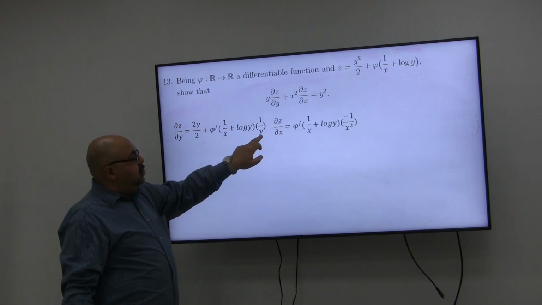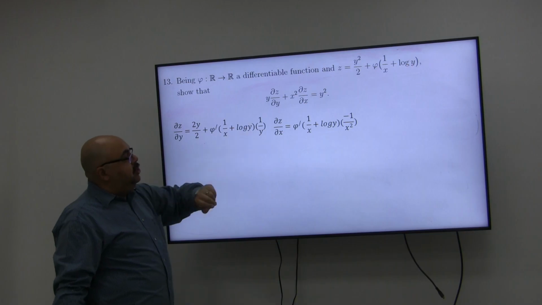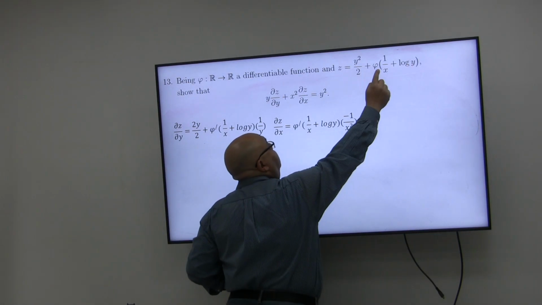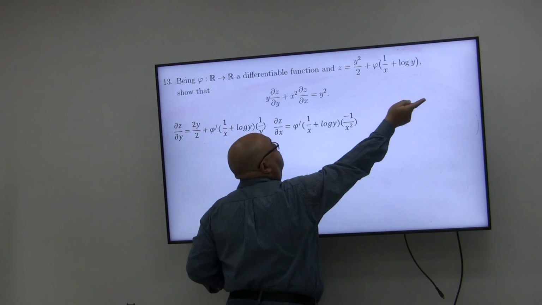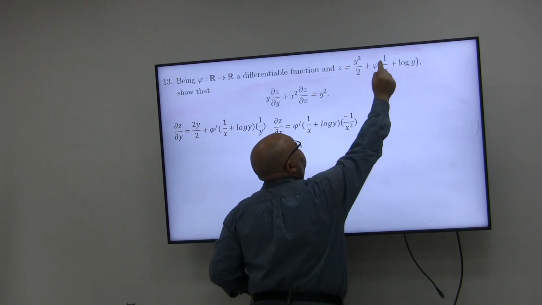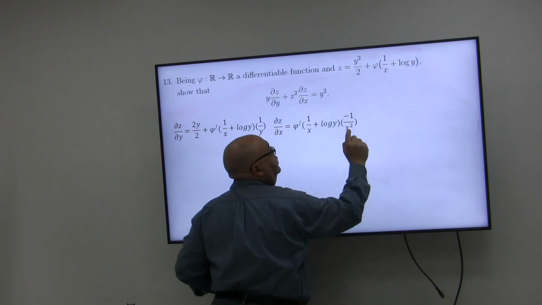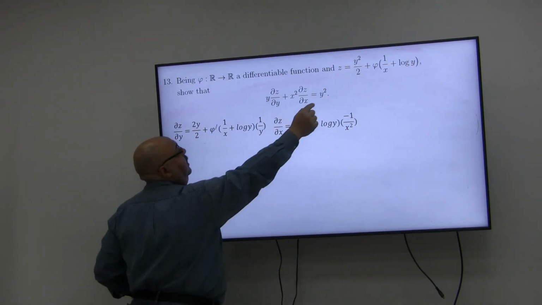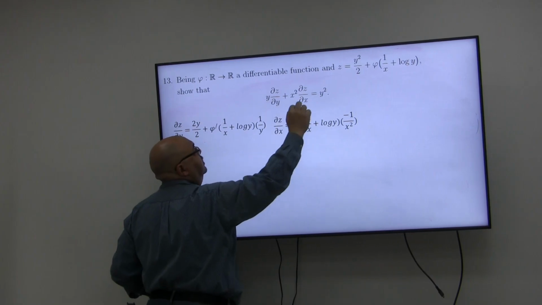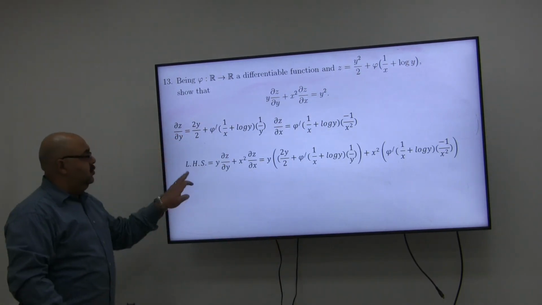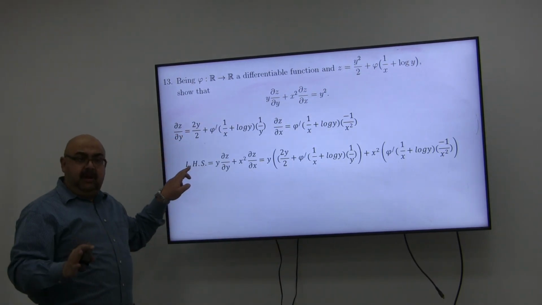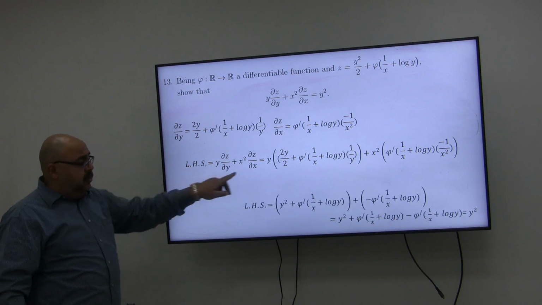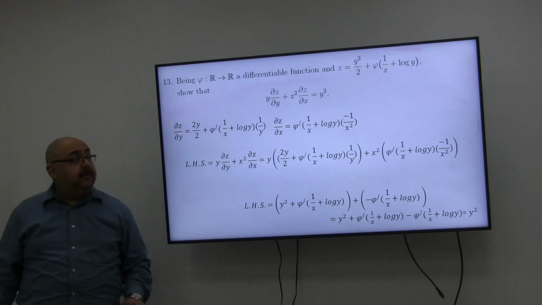Do the same for partial z, partial x. Start differentiating with respect to x. This part is going to equal 0. This is going to be phi dash, times the derivative with respect to x, which is negative 1 over x squared. This is the value. Take these two quantities and multiply them on the left hand side and simplify. This is what I'm doing: left hand side, multiplying, substituting. Just simplifying a little bit, you will find it's equal to y squared.